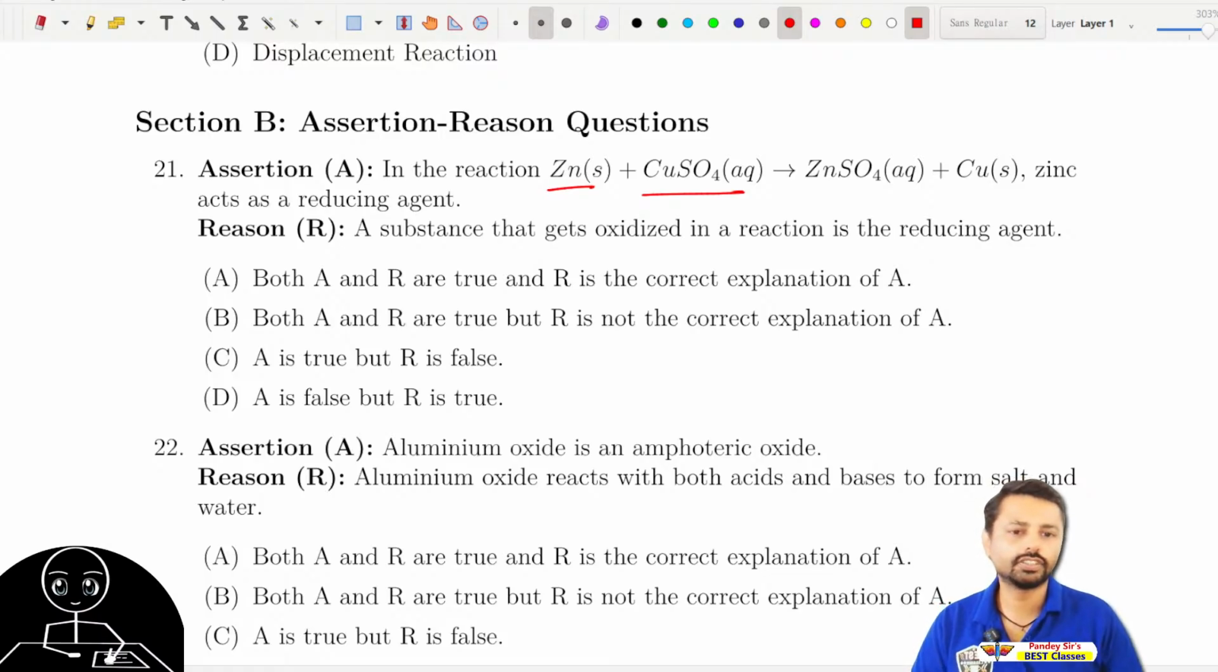A substance that gets oxidized in a reaction is the reducing agent. What? A substance that gets oxidized. Yes, it's the reducing agent. That reason seems to be correct. What about the assertion?